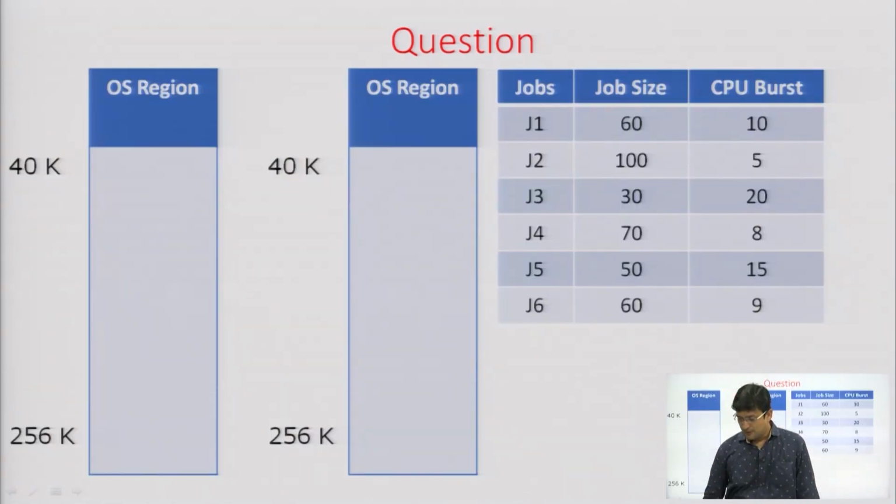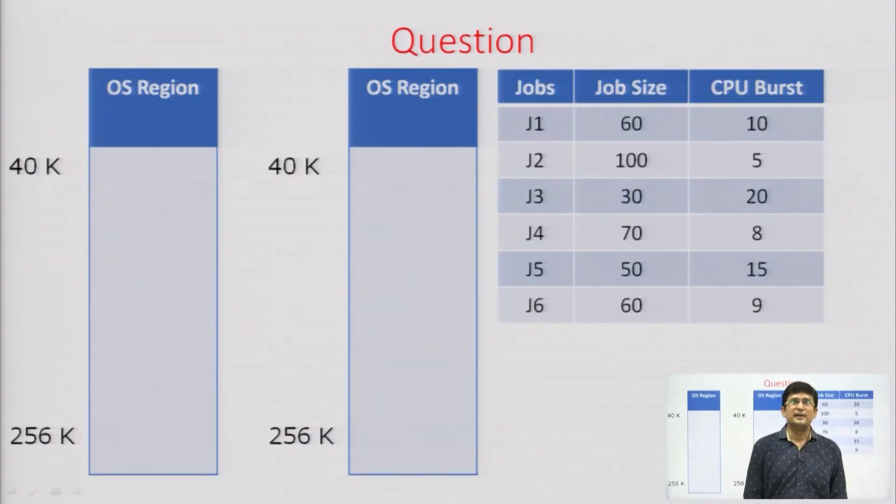Okay. Now, let us look at this problem as well. This is pretty straightforward, and here it is said that the processes are coming in some order J1, J2, J3, J4, J5, J6, and their CPU bursts and sizes are also given, and you have to accommodate them in the memory. So, with the help of the diagram you will be able to understand that the total memory available to us is 216K.